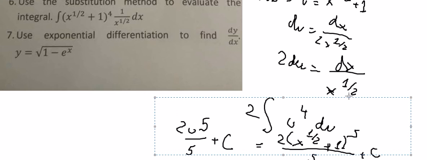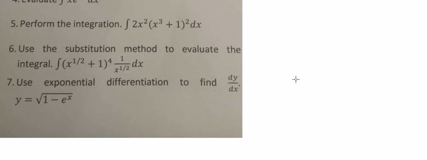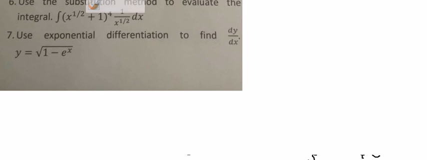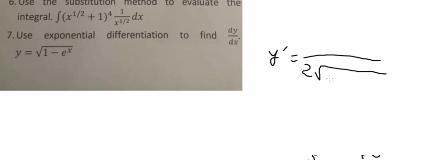And the last one, we take the first derivative of y, and we get 2 multiplied with 1 minus e to the power of s. We take the first derivative of this one inside the square root. You get negative e to the power of s, and that's the final answer.